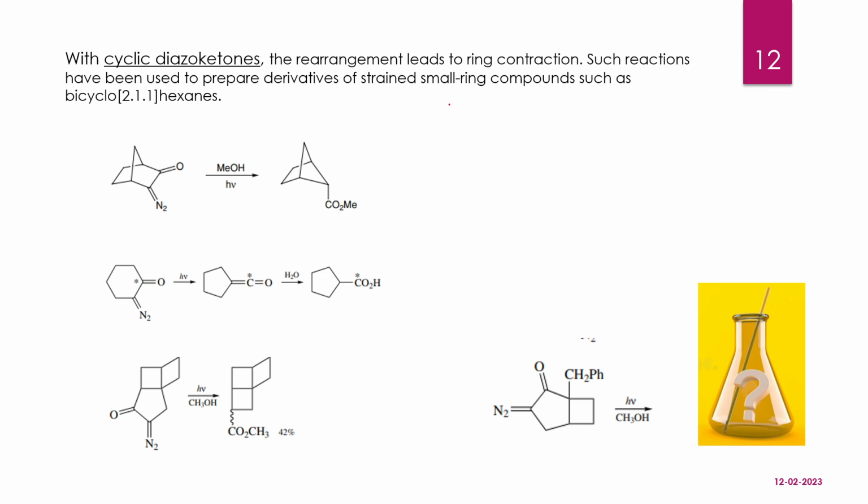So what is the mechanism here? I am trying to draw as much as I can. After N2 elimination, we will get this carbene, and as an unsaturated system, it will go here, and this group will shift from here to here. So what will we get? We will get this type of ketene moiety. Then methanol is added here, giving us this type of ester.